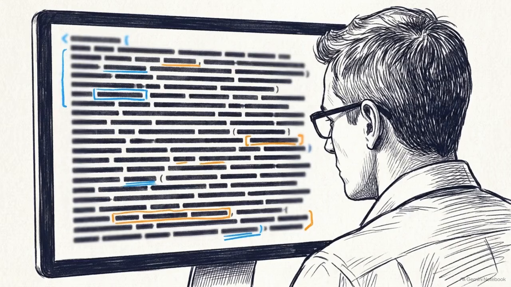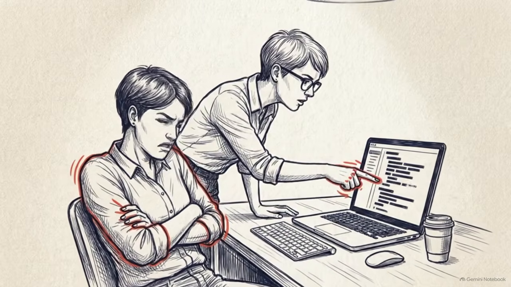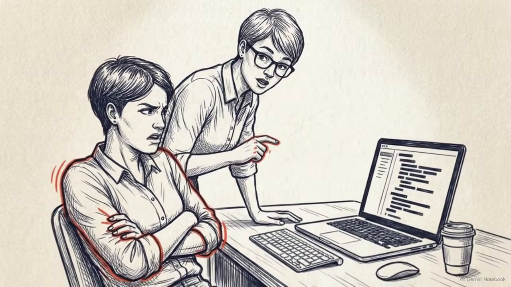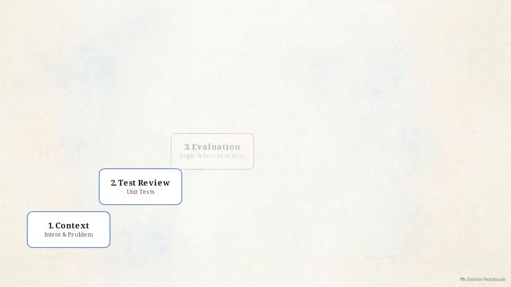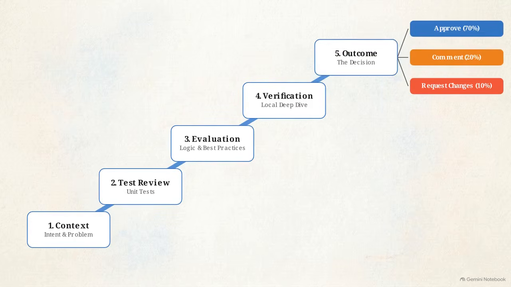Reading through hundreds of lines of code is a heavy cognitive lift. When poorly delivered feedback collides with a developer's hard work, it often sparks defensive arguments and team drama. This five-step framework provides a specific path to navigate, evaluate, and finalize a code review without causing team conflict.